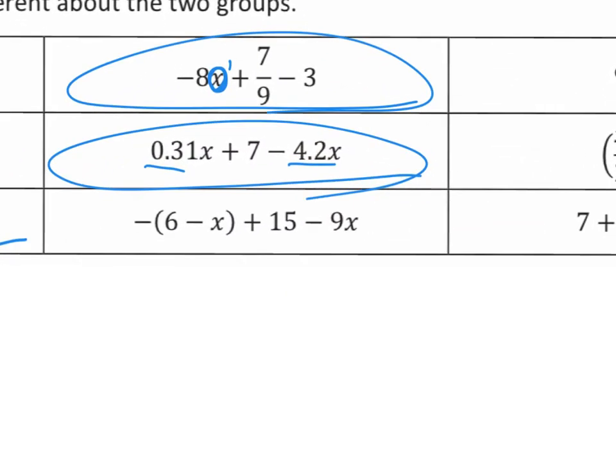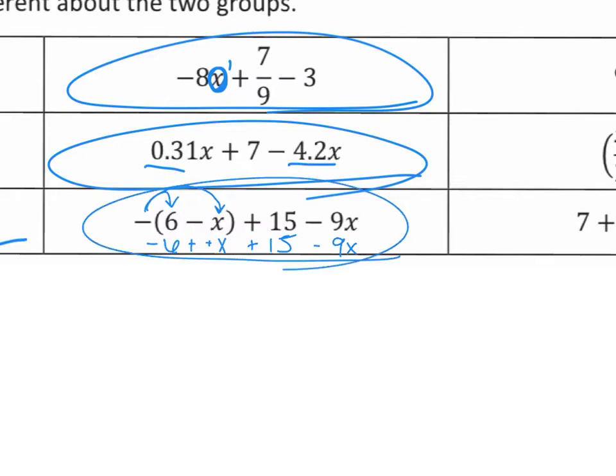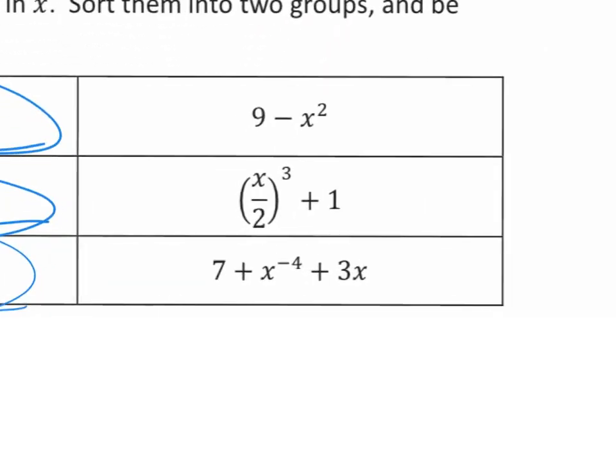We have negative 6 minus x plus 15 minus 9x. If I distributed this negative sign, this would become negative 6, keep our minus sign, negative times x, negative x. We could change this to a plus positive if we wanted to. We have plus 15 minus 9x. Now, throughout here, there are no exponents. So this is linear.